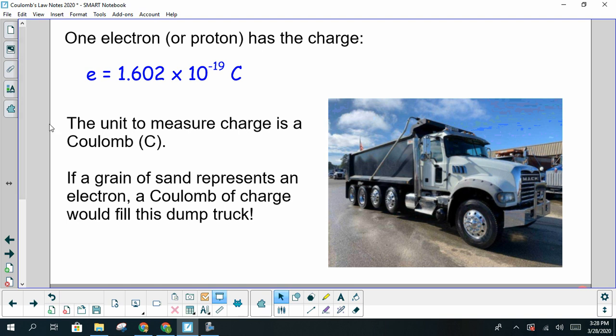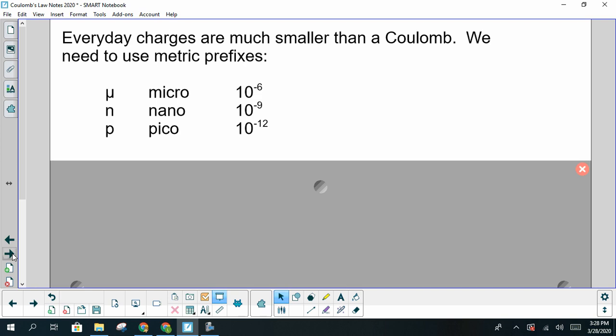If we think about rubbing a balloon onto our hair or onto our sweater, we certainly are not moving a dump truck's worth of electrons in that, right? We're actually moving very small quantities. So we're going to have to use some pretty small prefixes.